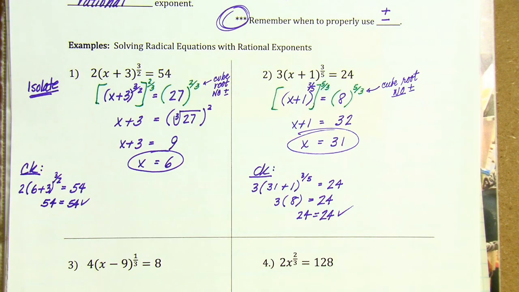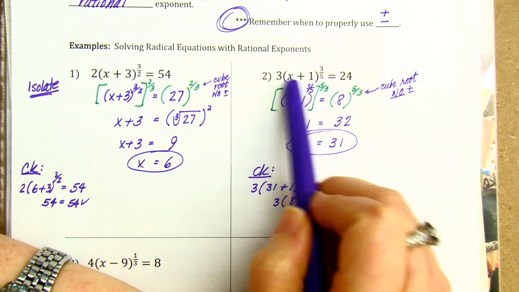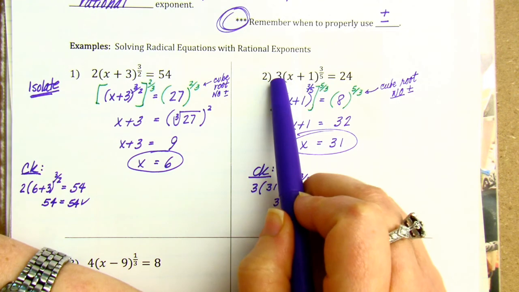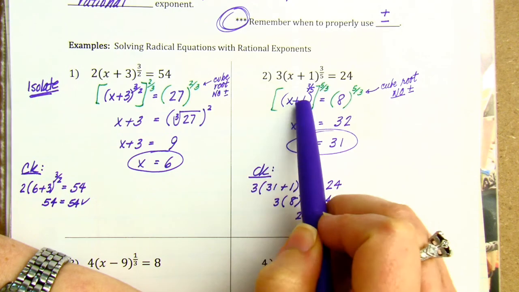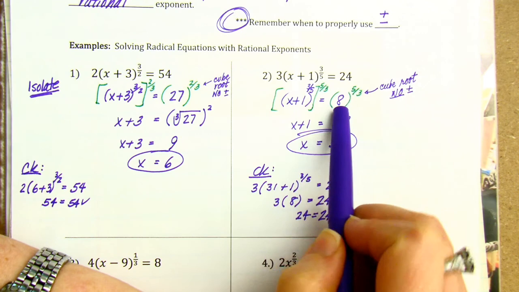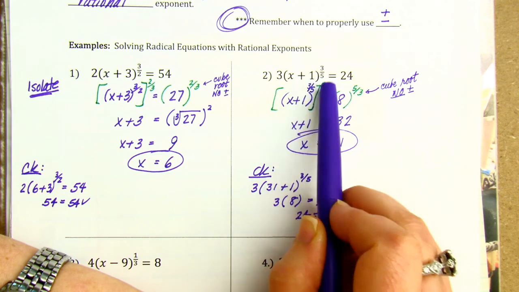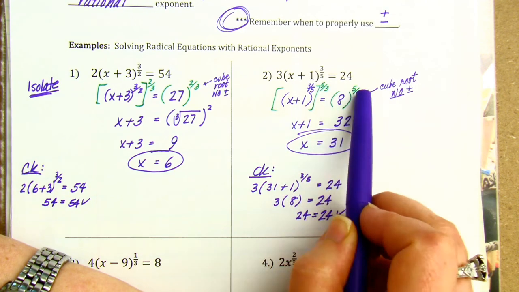Okay, hopefully you paused the video and did this problem on your own. This is 3 multiplied with this being raised to the 3/5 power. 3 is not being raised, so divide. I get x plus 1 to the 3/5 power equals 24 divided by 3, which is 8. I have to remove this power. The only way to do it is to raise it to the reciprocal power, 5/3, on both sides.